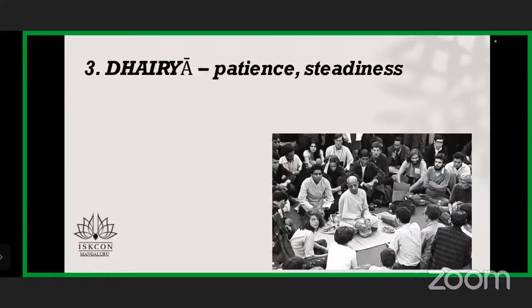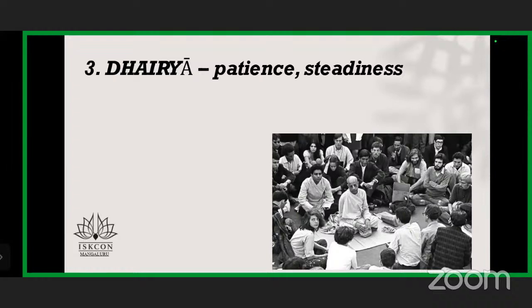So guru's mercy was there for us. Then only we came to Krishna consciousness. If Prabhupada's mercy was not there, then we would not have come to Krishna consciousness. So next comes the ideas, that is patience and steadiness. And the best example is Prabhupada himself.